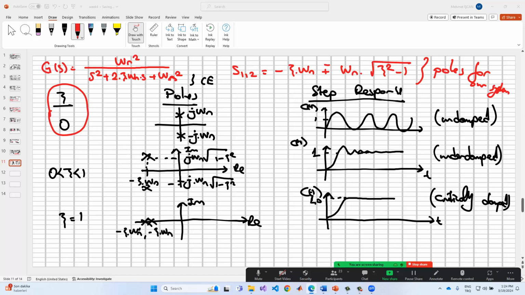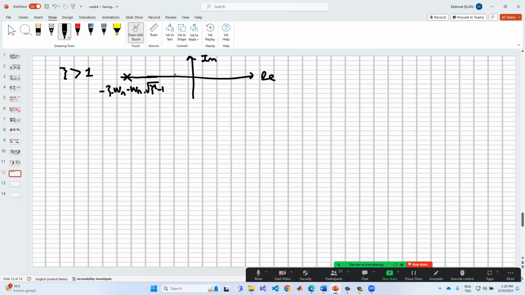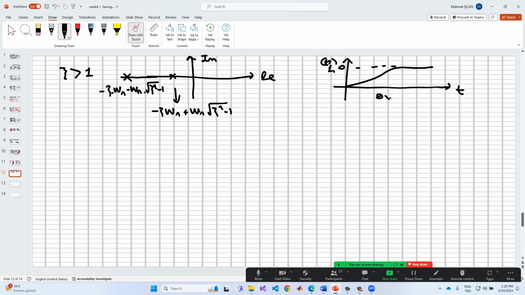Yes. What is the condition of more than one? No, this is the overdamped system. If zeta is greater than one, we have two roots in here, just like this on the imaginary plane. We have one root, minus zeta omega n minus omega n square root of zeta square minus one, and we also have another root, minus zeta omega n plus omega n square root of zeta square minus one. Okay, and so the response is just like this one, the overdamped system.